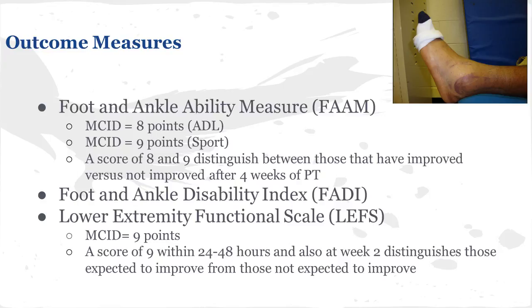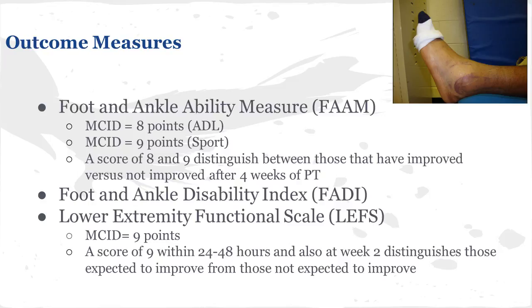The following are various types of outcome measures that can be used with a patient with a high ankle sprain. The first is the Foot and Ankle Ability Measure, which is a self-reported scale for activities of daily living. There are 2 subscales, one for ADLs and then one that is sport-specific. A score of an 8 or a 9 on the subscales distinguishes patients that have improved versus non-improved after 4 weeks of physical therapy.